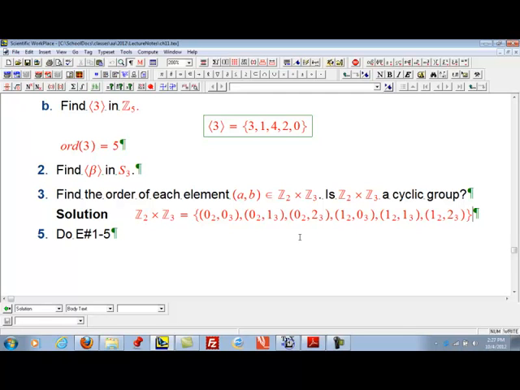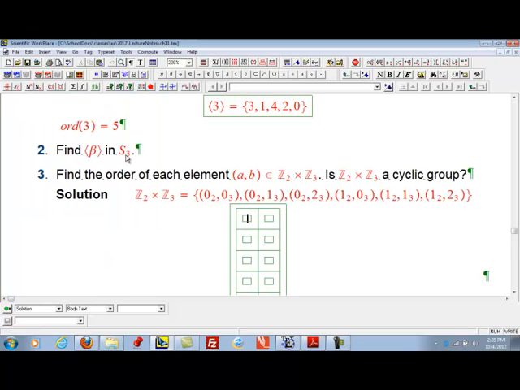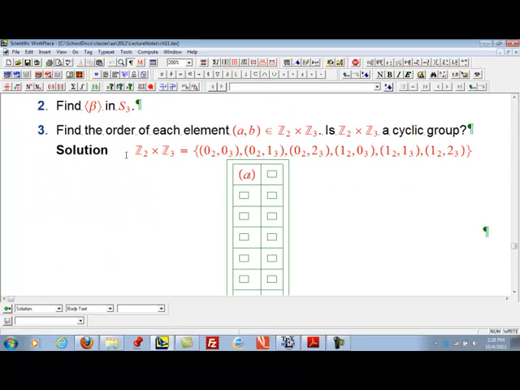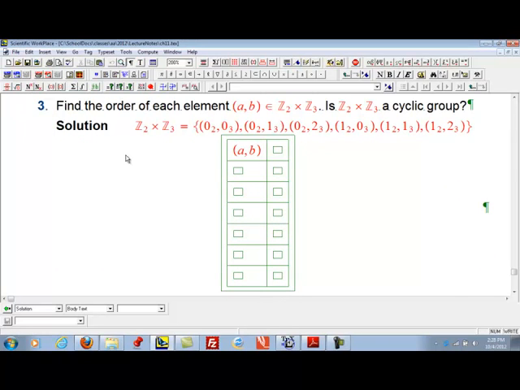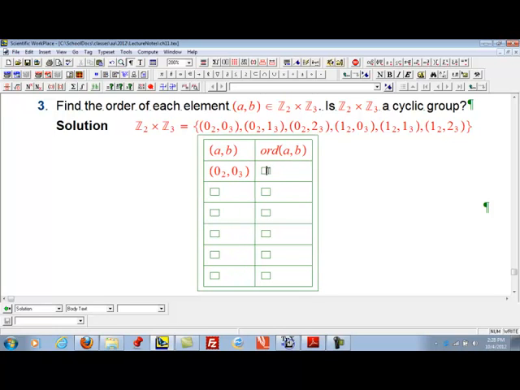So let's make our table. We're going to have 1, 2, 3, 4, 5, 6 rows, so let's make that 7 rows, 2 columns. And this is AB, and this is going to be the order of AB. So the first element we're looking at is going to be the zeros. What's the order of the identity? 1. How about the next one?